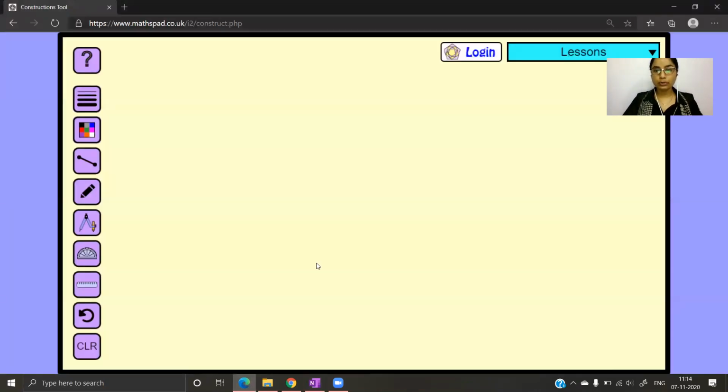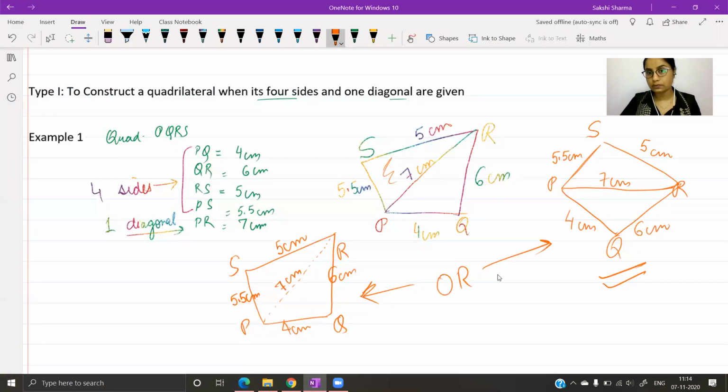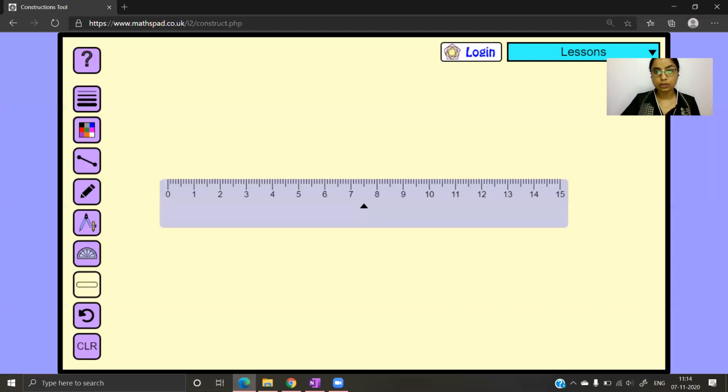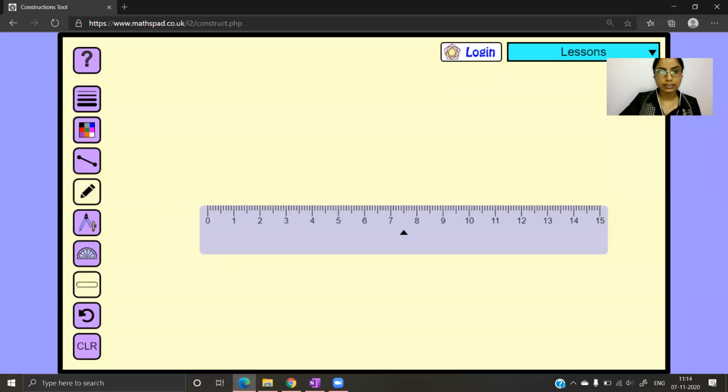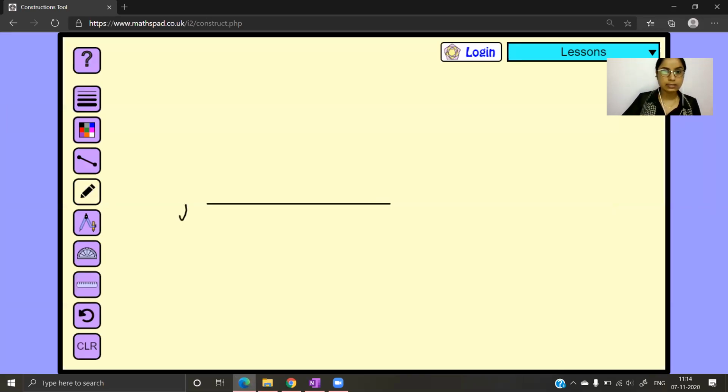So first thing you want to do is just keep in mind, I'm going to refer to this figure over here. The figure that I have here, I'm going to follow this. So first thing I want to do is I want to start with my diagonal PR, draw a line segment 7 centimeters in length. So use your ruler and draw a line segment which is 7 centimeters in length. And the name of the diagonal is PR.